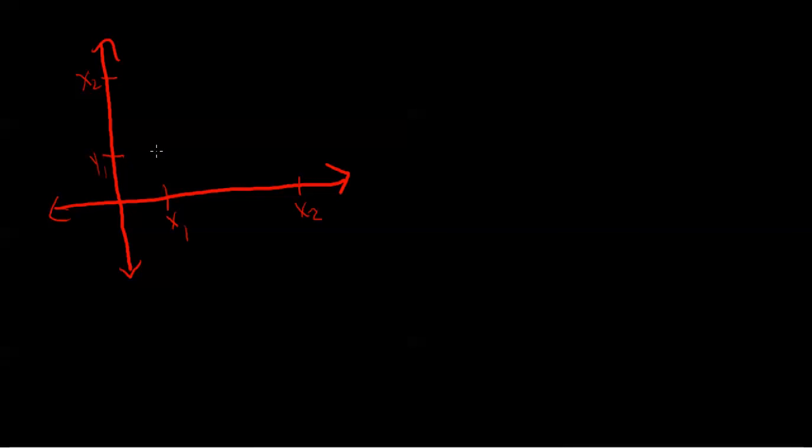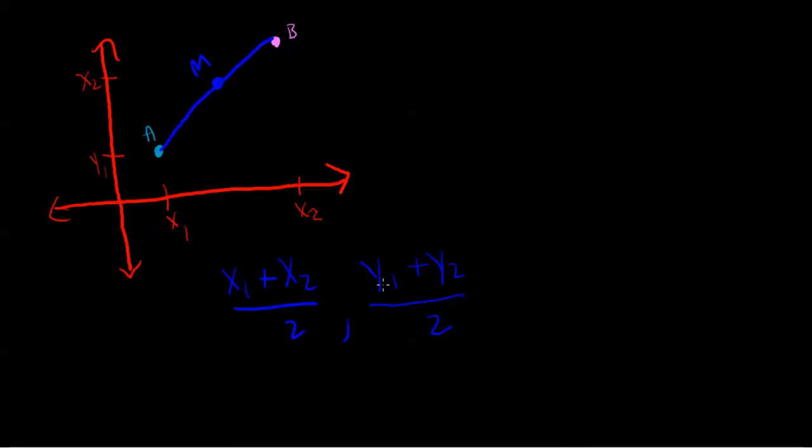So now, in order to find the coordinates of the midpoint, let's start with the x value first. We would do (x1 plus x2) divided by 2. Then we would do (y1 plus y2) divided by 2. And after we solve that, we would have the x and y coordinates of the midpoint.